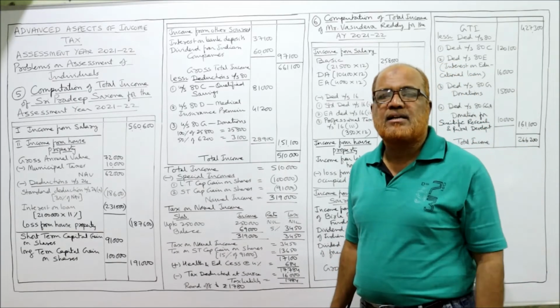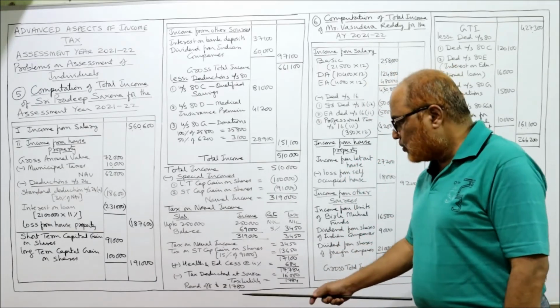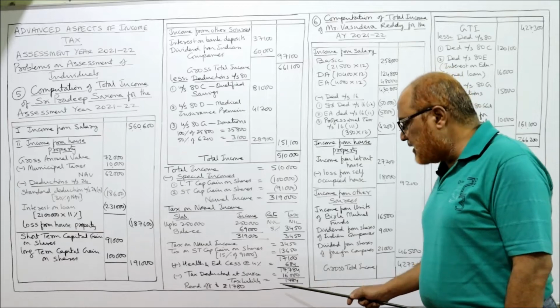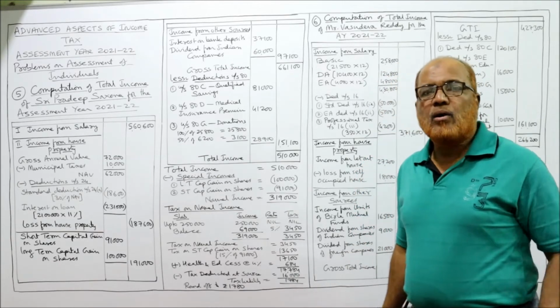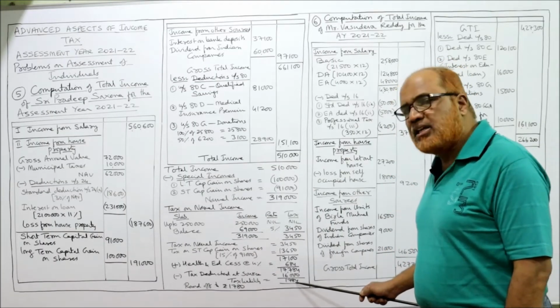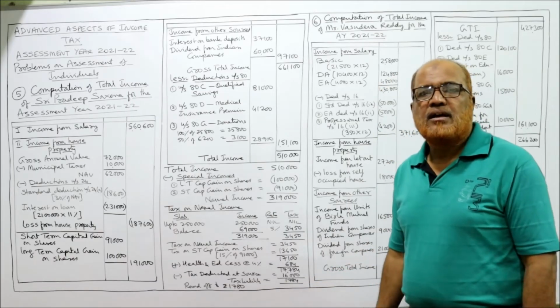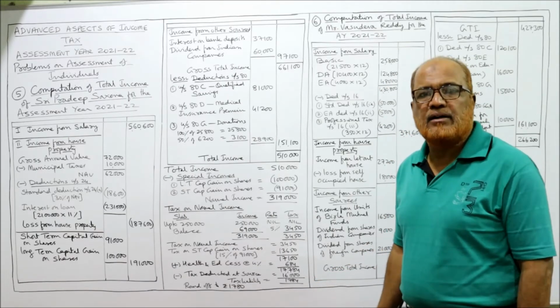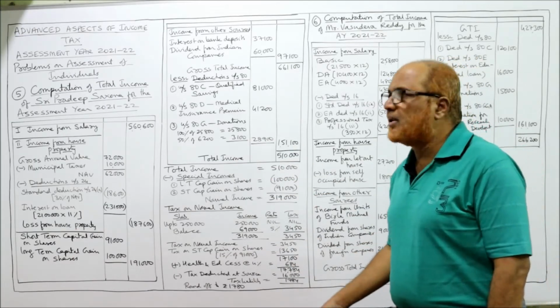17,784 minus tax deducted at source. Already TDS was made. So how much TDS? 16,000. Deduct, 1,784 is the tax liability. Now round it off to the nearest 10. So 84 will be made as 80. So 1,780 is the rounded off tax liability, tax due. That's it. So this is the complete explanation of problem number 5.